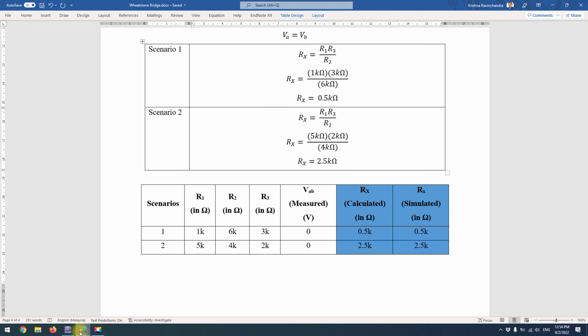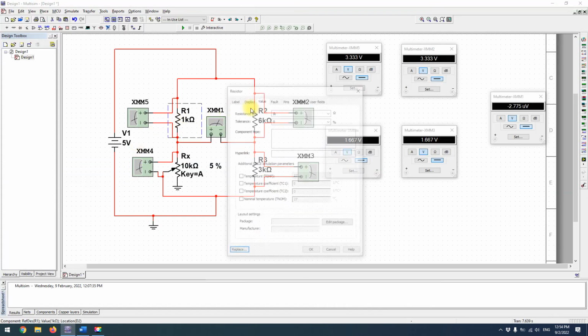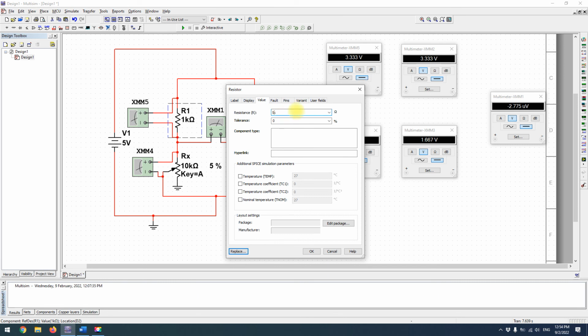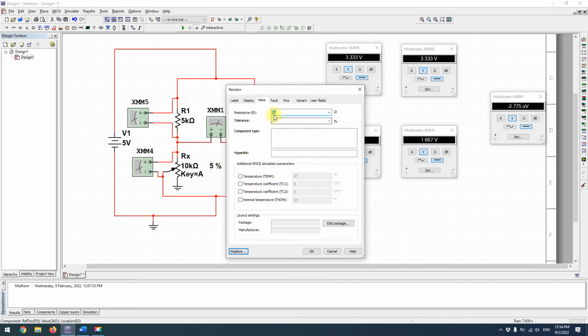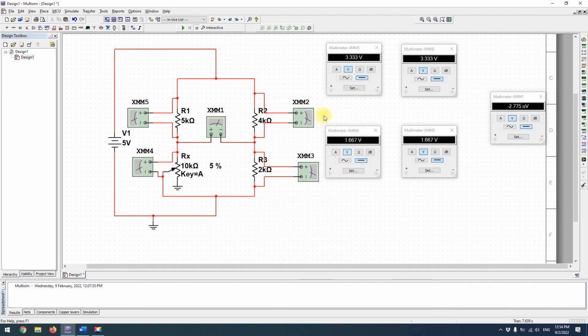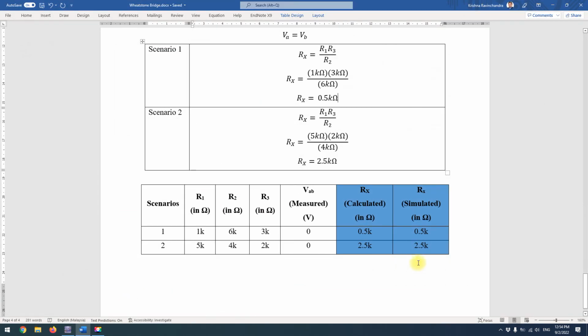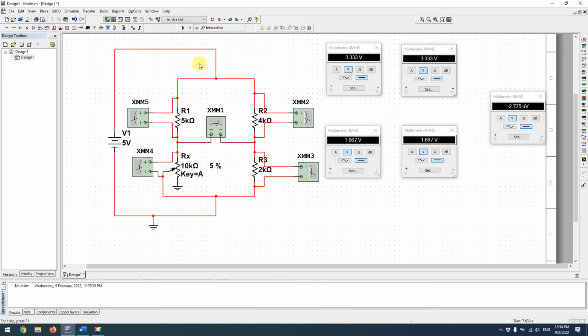5K, 4K, 2K. So change this to 5K, and this is 4K, and this is going to be 2K. So now our Rx value is to be 2.5. Let's run it, and I'll just press my keyboard button again. So now it's at 5%. 2.5K means it should be at 25%. So 10%, 15%, 20%, and 25%.